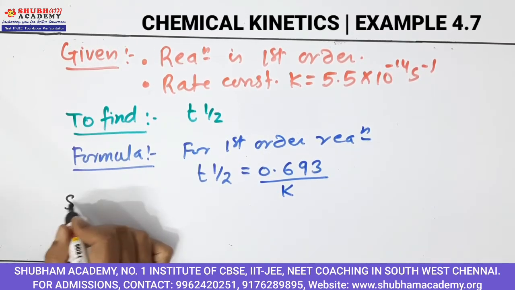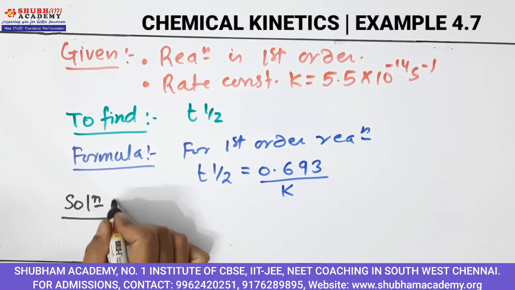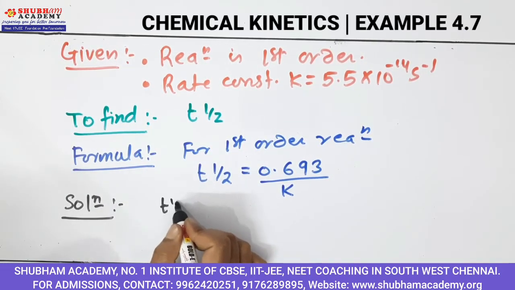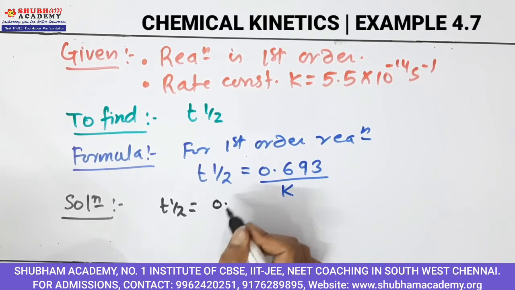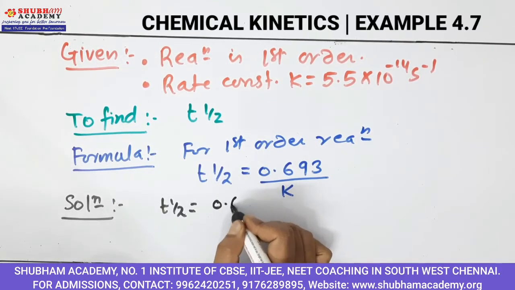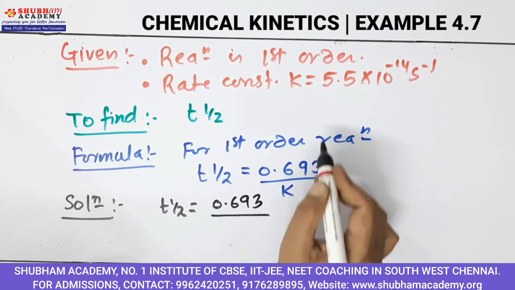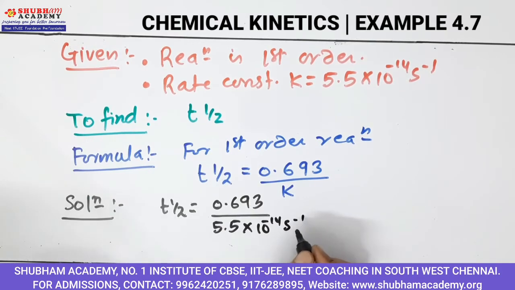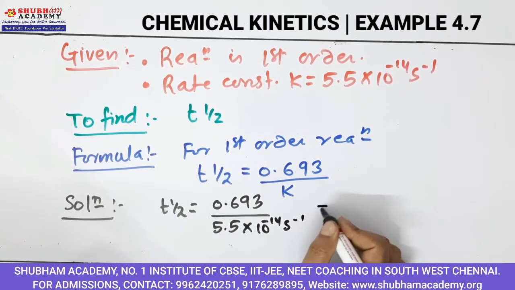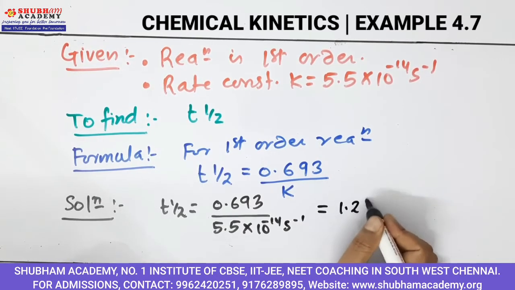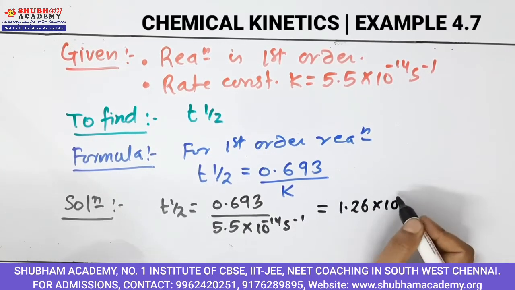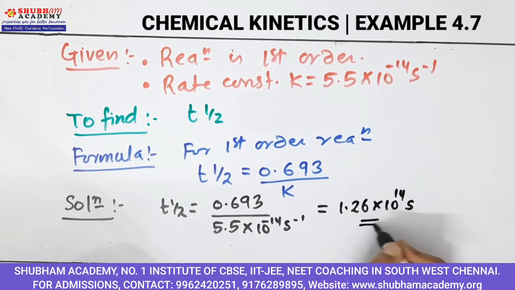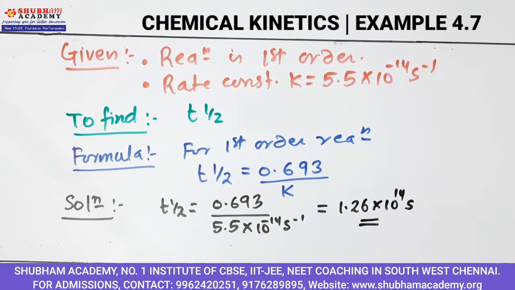Okay. So what is the solution? Solution part. So T half is equal to 0.693 by K. K's value is 5.5 into 10 power minus 14 second inverse, right? So when you simplify this, you get 1.26 into 10 power 14 second, right? So T half for this reaction is 1.26 into 10 power 14 second, right?